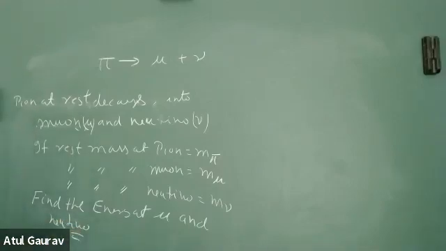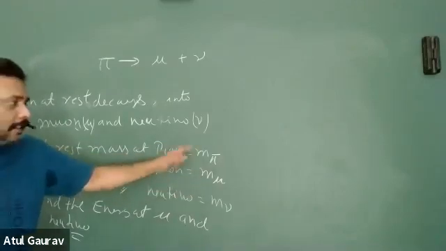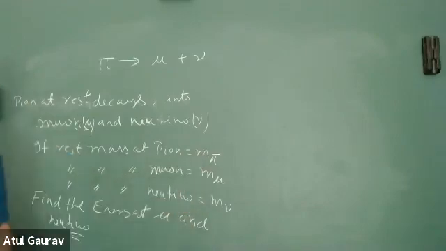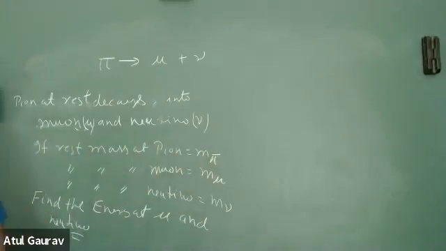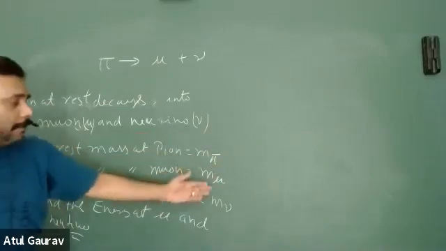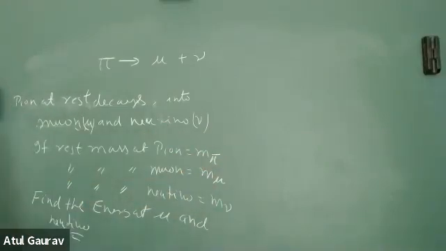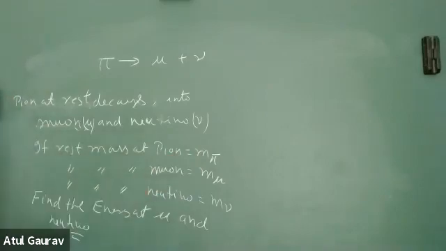So what is given? The given are m pi, m mu and m nu. So you have to find each and everything in terms of masses. You have to find the energy of the muon and neutrino in terms of these masses, which are the given parameters. So you have to write the energy as a function of m pi, m mu and m nu. That's it. No momentum is given, nothing else is given. Only the rest masses are given.